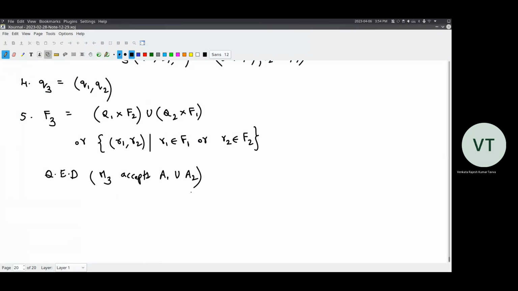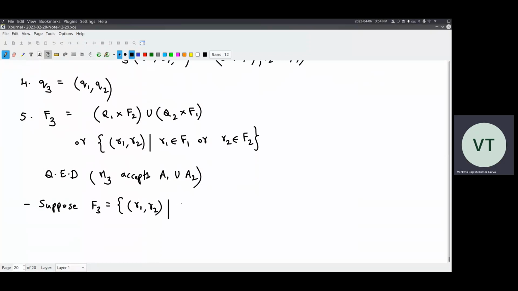Now suppose I modify F3 slightly. Suppose F3 is set of all ordered pairs R1 R2 such that R1 belongs to F1 and R2 belongs to F2. Then can you tell me what M3 will accept? Yeah, exactly. M3 will accept intersection of A1 and A2.